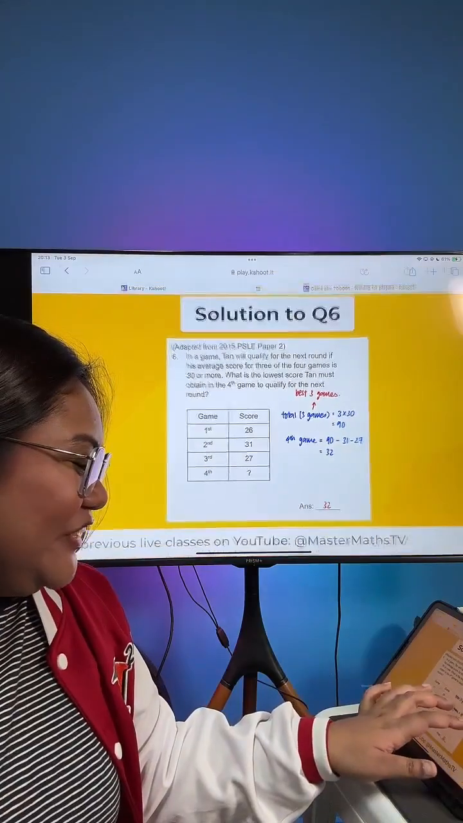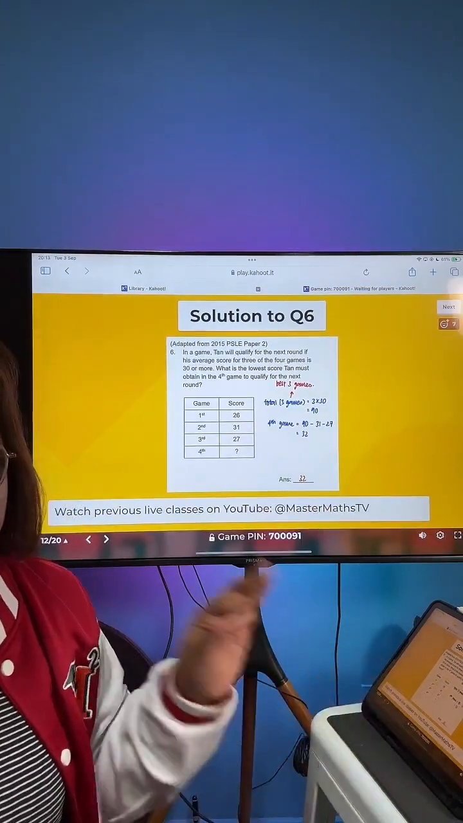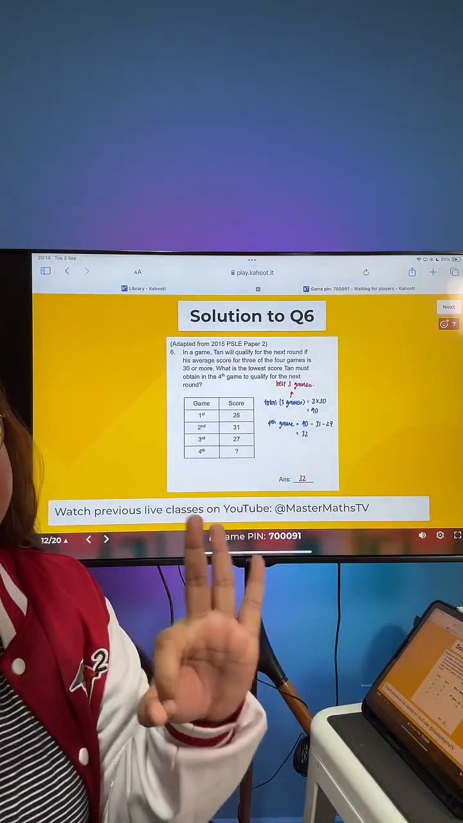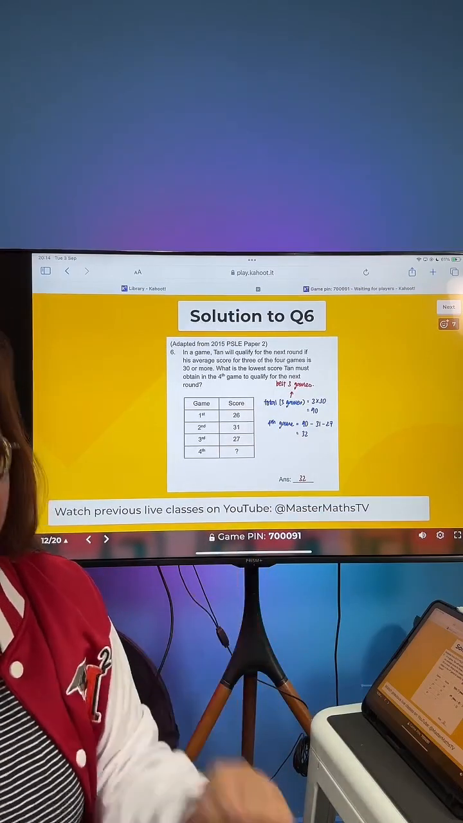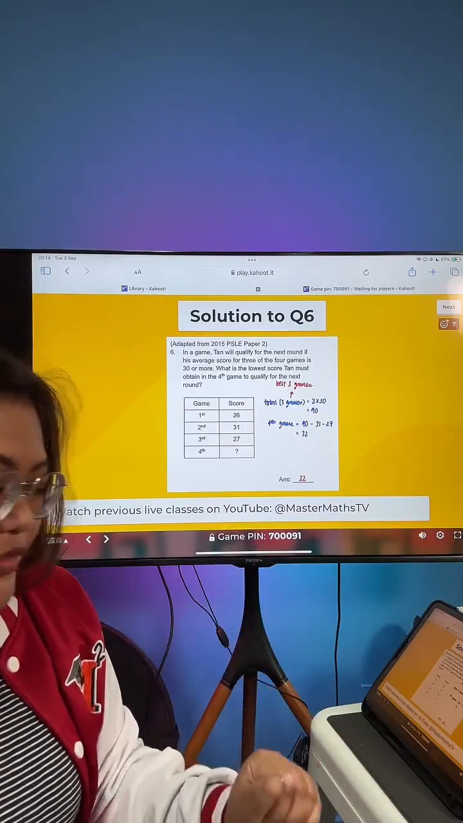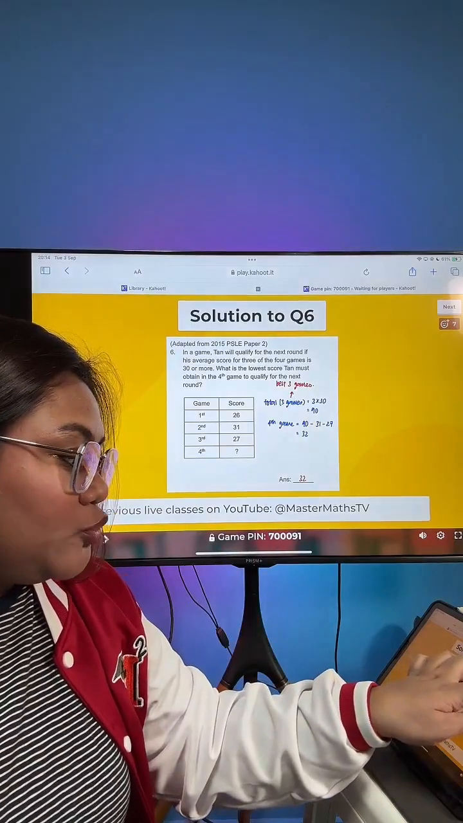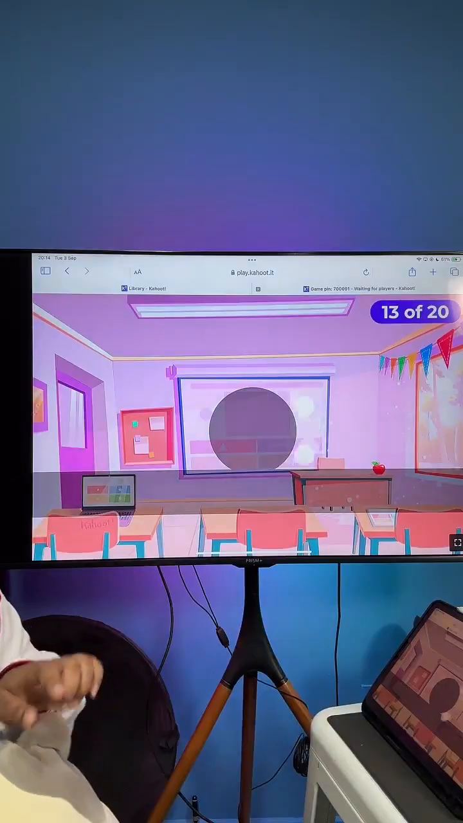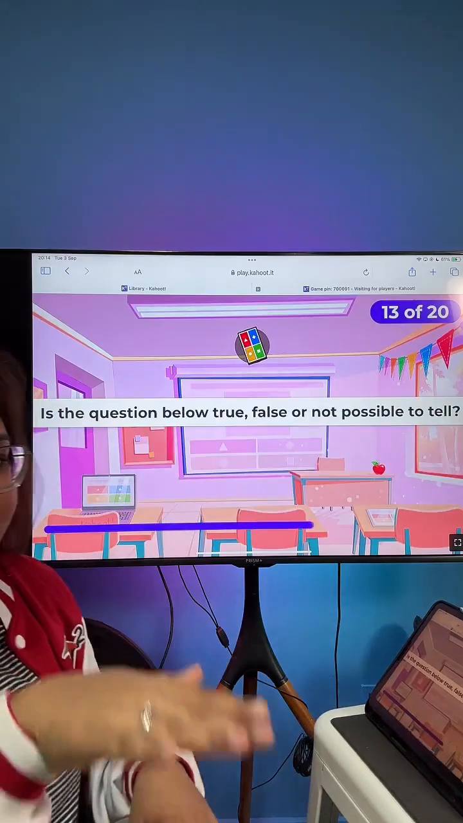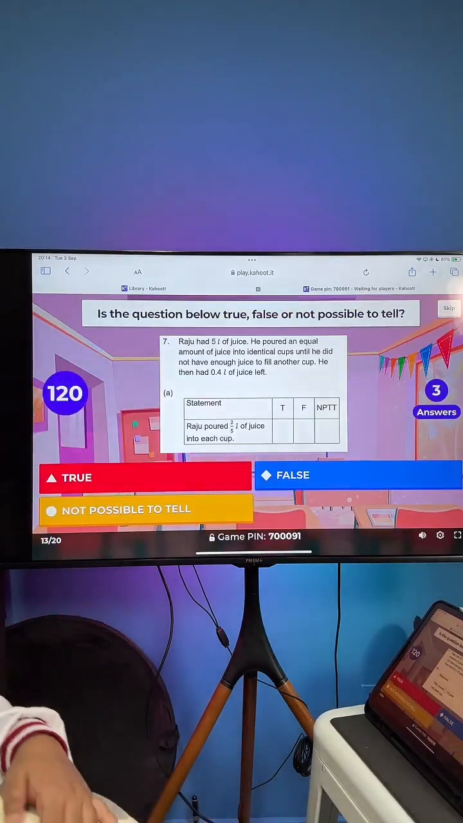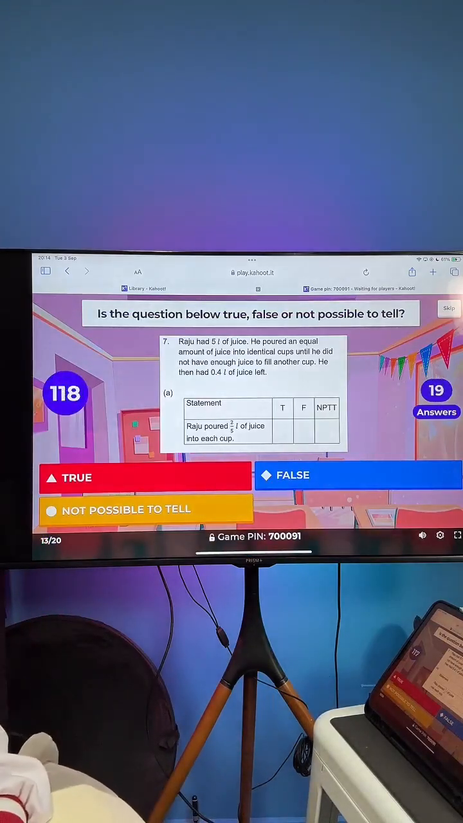Okay. Let's continue to the last 3 questions. Actually, it's just 1 question with 3 parts. This last question appeared in Hongwen School 2024 prelim paper. So let's take a look. Double points here. Honestly, anybody can be the first place here, okay? True, false, not possible to tell question.